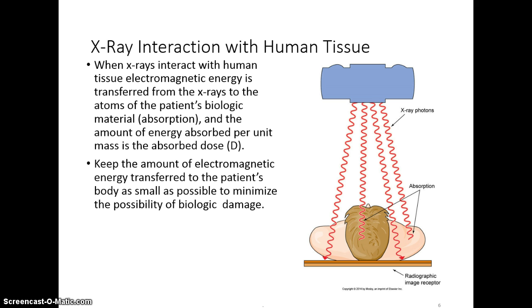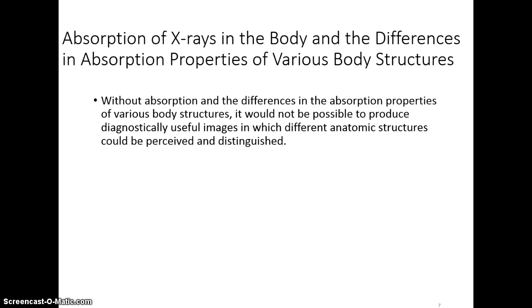The amount of energy absorbed per unit mass is absorbed dose, and remember, the unit for that is the rad. What you want to do is keep the amount of electromagnetic radiation transferred to the patient as small as possible. That's why you have to have a really good understanding of your technical factors. Without absorption, and the differences in absorption properties of your body, and that's where differential absorption comes in, you wouldn't be able to produce X-rays.